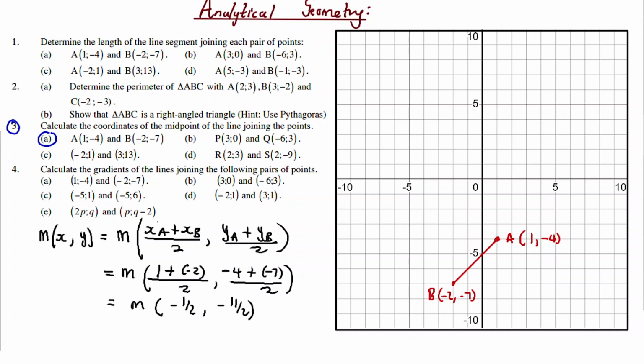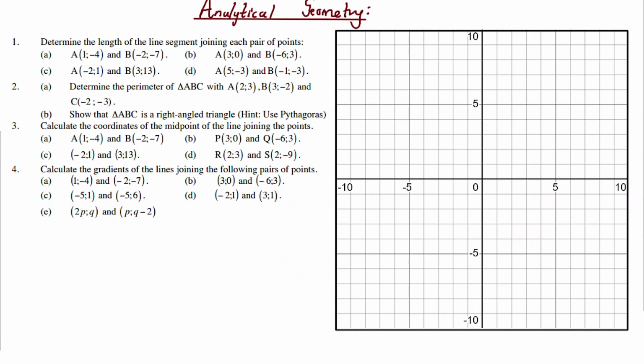Now for the last one, calculating the gradient, number 4. Okay, same points as above. So it's 1 and negative 4, that's A. And then we have B, that's minus 2 and negative 7. It's this one here. Then you connect the 2 points, A and B. Let's calculate the gradient between these 2 points.